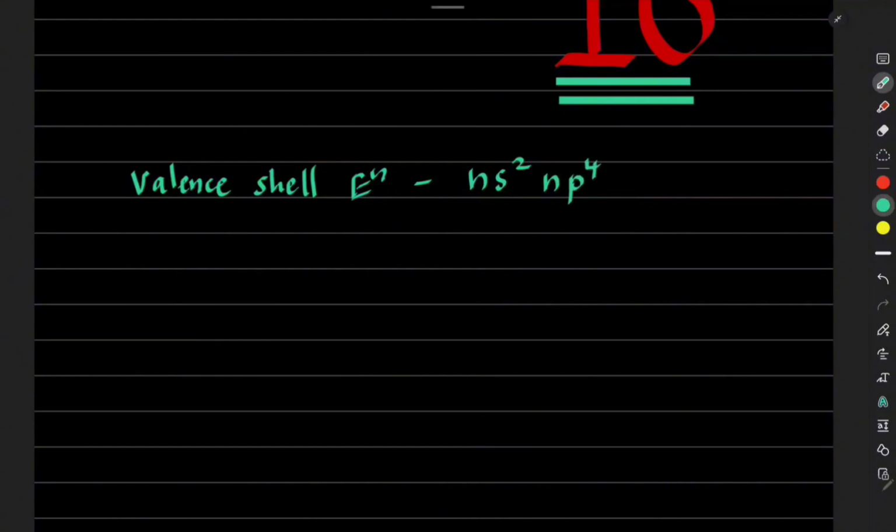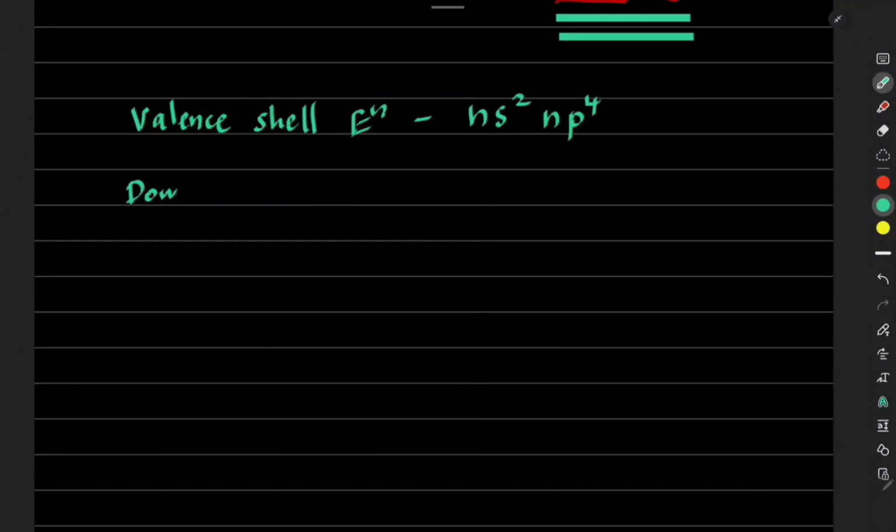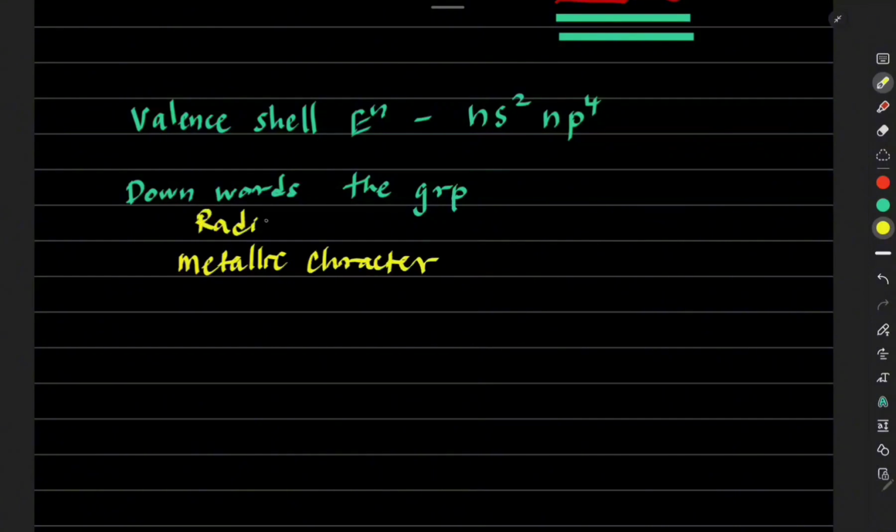Let's look at the group trends now. Down the group, metallic character and radius increase. This metallic character increases, radius increases down the group.